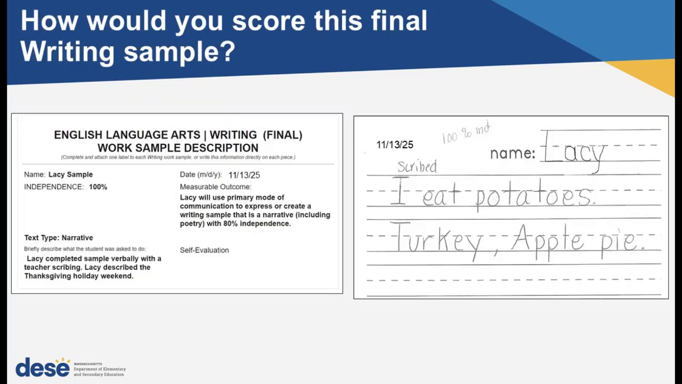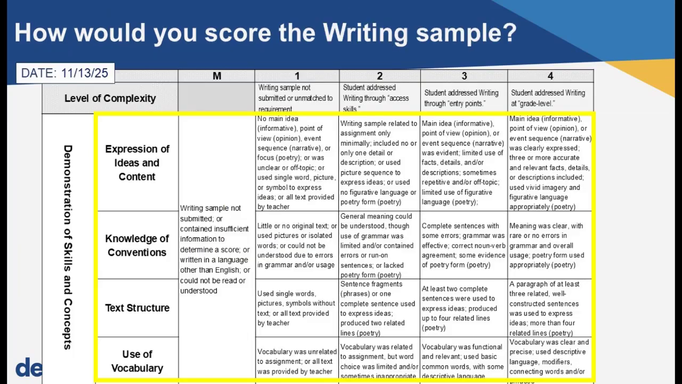So we're going to give you a chance to fill out the rubric so you get a little bit of an idea of what it would be like. So let's say Lacey is in your class and she comes back from the Thanksgiving holiday and you're going to scribe for her. And she says, I eat potatoes, turkey, apple pie. That's your writing sample. That's one of your final writing samples.